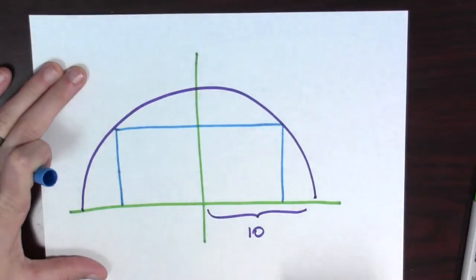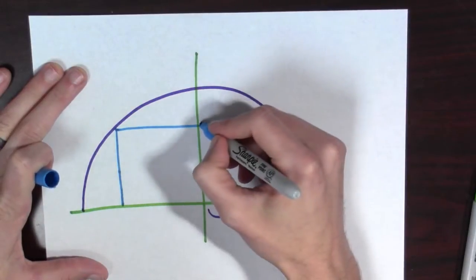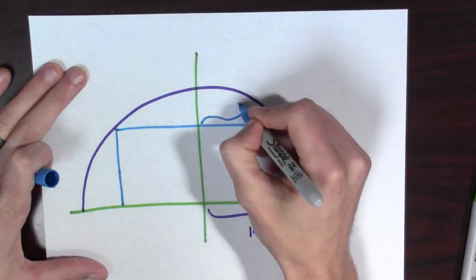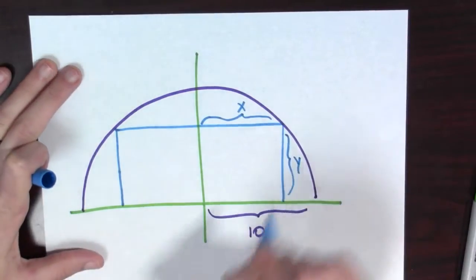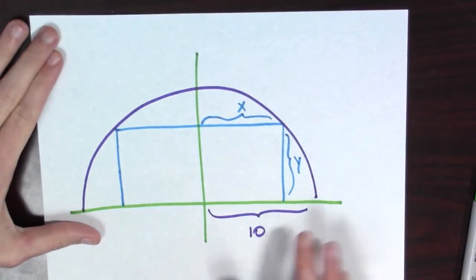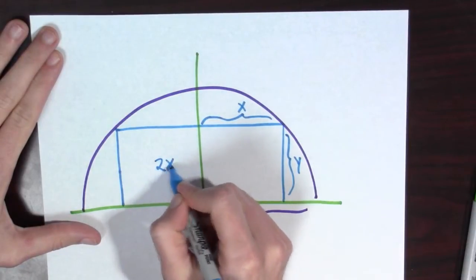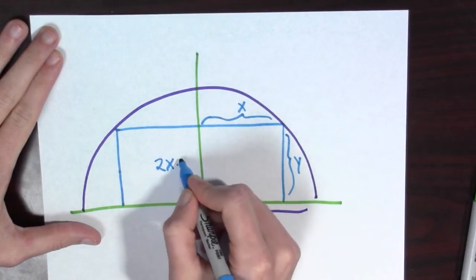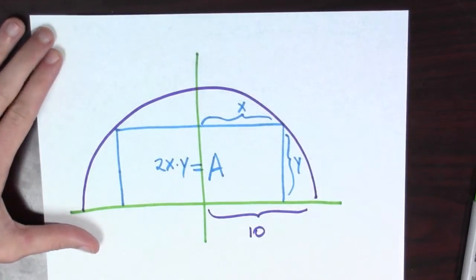And I have a rectangle inside here, so let's draw my rectangle. There's my rectangle, and you know what I'll do? I'll call this X, and I'll call this Y, and we want to find the area of this rectangle. Well, the area of this rectangle is going to be 2x, 2 times x times y is equal to the area.